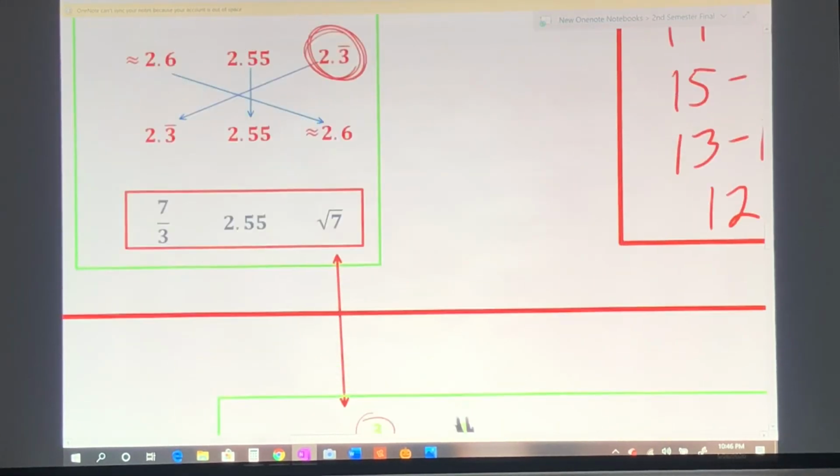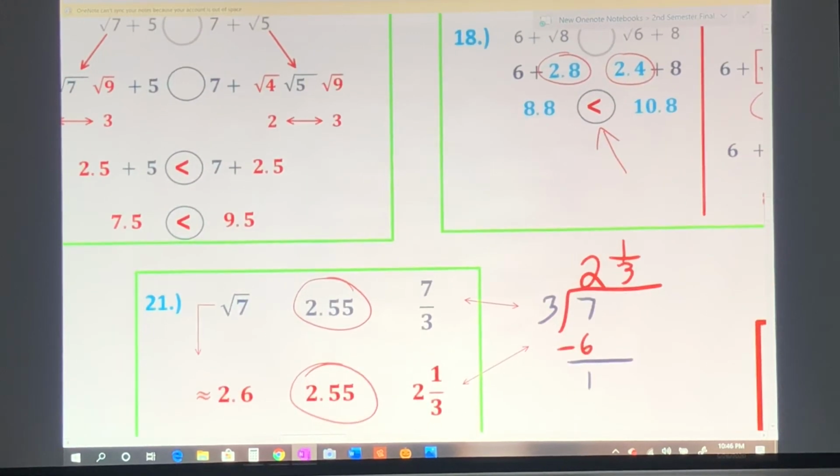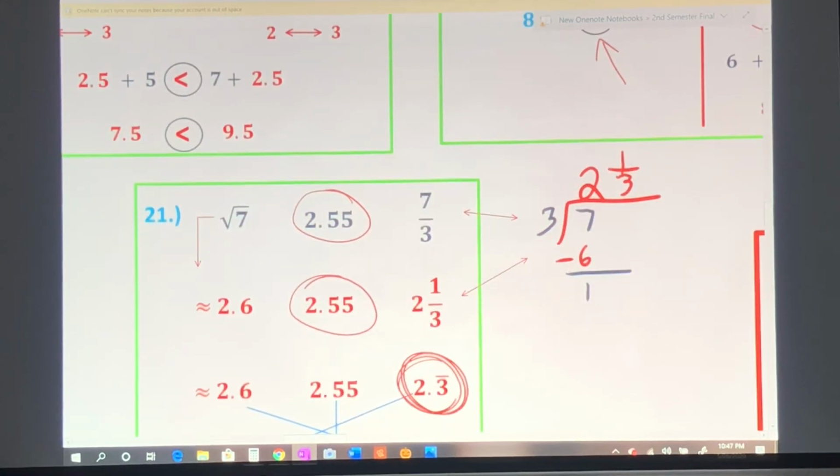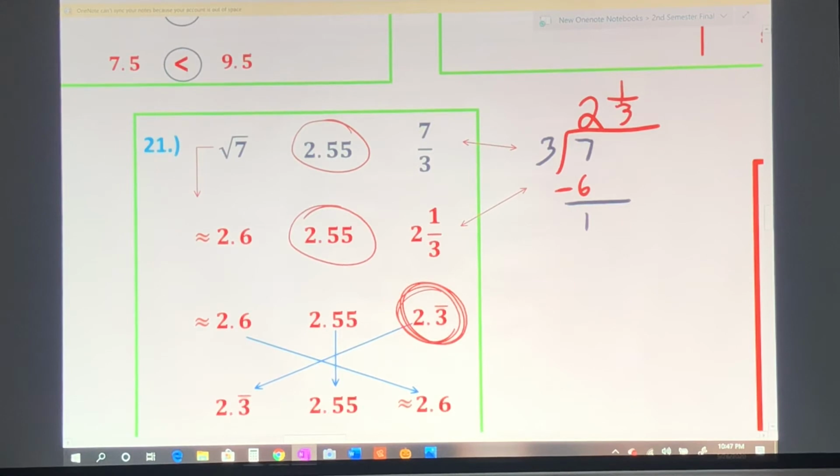Now I come back to here and I go, okay. What happened here? 7/3 became 2 1/3, and I called it 2.3 with a bar, and the square root of 7 is approximately 2.6. So I went, okay, let's put them in least to greatest. 2.3 is less than 2.5, which is less than 2.6. Makes sense? I got arrows pointing everywhere.